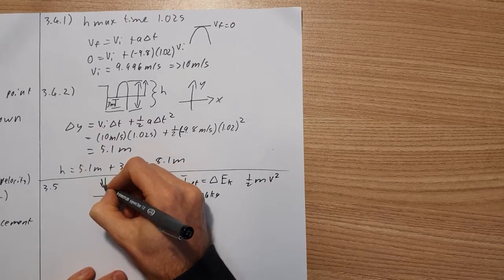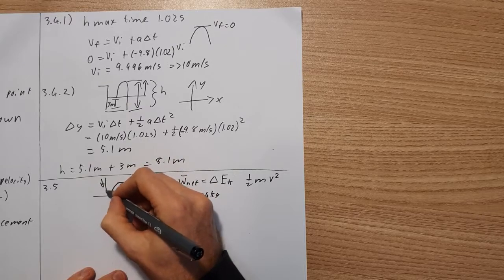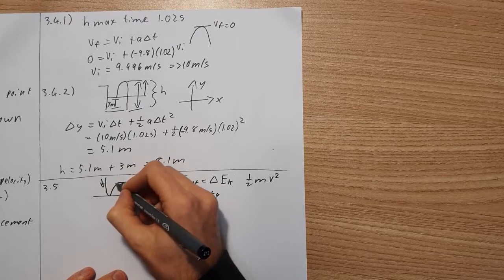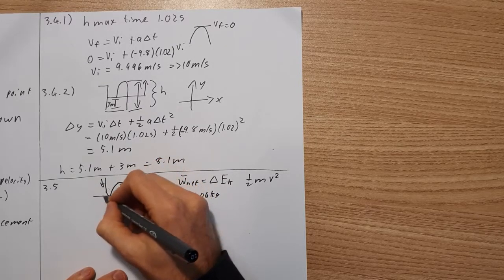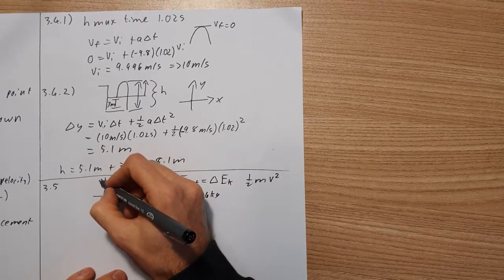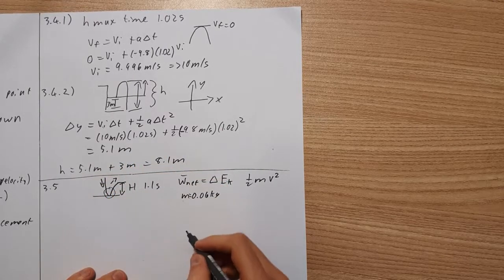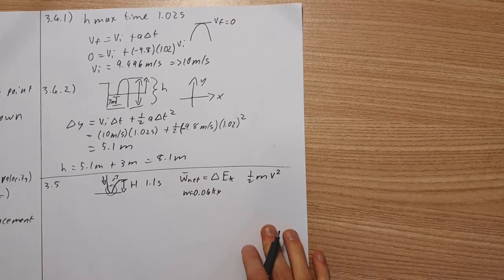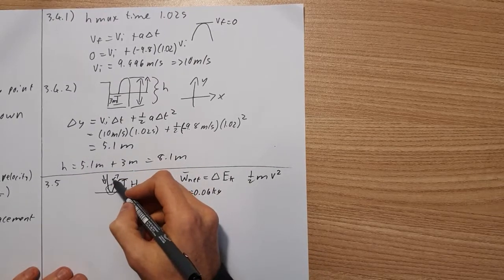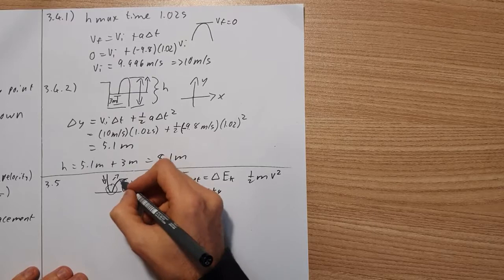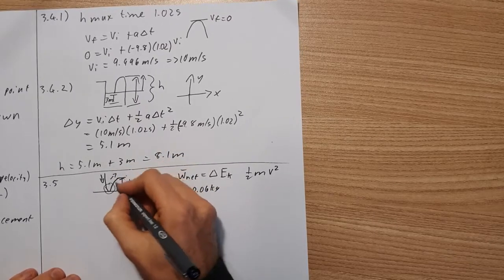Remember kinetic energy is a half mass times velocity squared, but I need the change in velocity. When the ball comes down, it's going to hit the ground with a certain velocity, and then it's going to leave the ground after it's lost energy. So I need this velocity, and I need the velocity that it leaves the ground with. So I'm going to work out the velocity that it leaves the ground with to reach the maximum height. So we have the time over here.